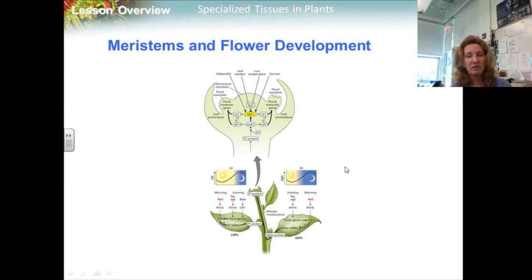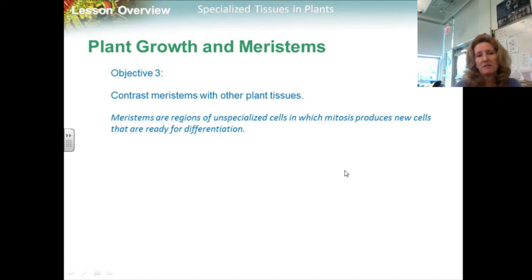The meristems are the regions of unspecialized cells in which mitosis produces new cells that are ready for differentiation. Meristems are found in places where plants grow rapidly, such as the tips of stems and roots. So our objective 3 was to contrast meristems with other plant tissues. So meristems are the regions of unspecialized cells in which mitosis produces new cells that are ready for differentiation.